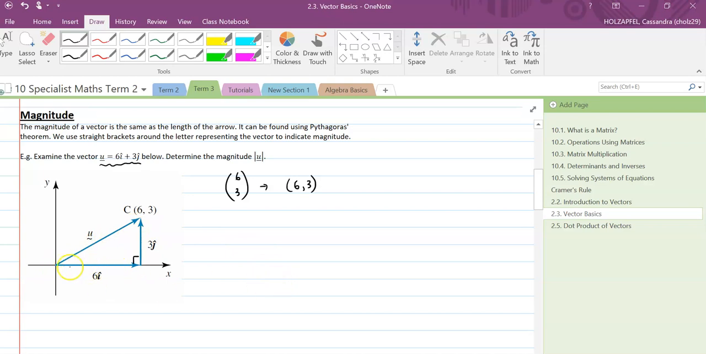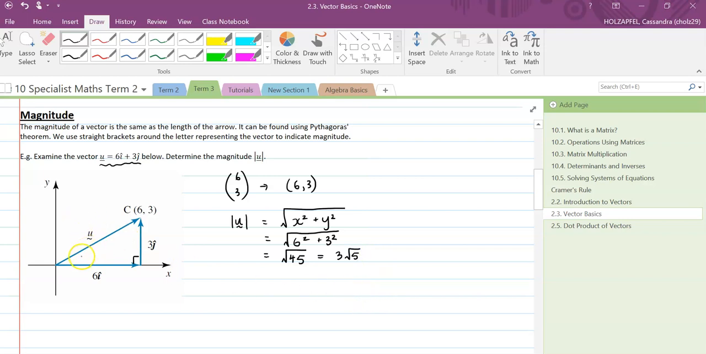Here we have our bottom side, which is equal to a, and this length here, which is equal to b. And so the magnitude of u, which can be represented using these straight brackets, is going to be equal to the square root of x squared plus y squared, according to Pythagoras' theorem. So that's going to be equal to the square root of 6 squared plus 3 squared. 6 squared is 36, 3 squared is 9, 36 plus 9 is going to be equal to 45, so that's going to be equal to the square root of 45, and that's equal to 3 root 5. So that's how we can find the magnitude.